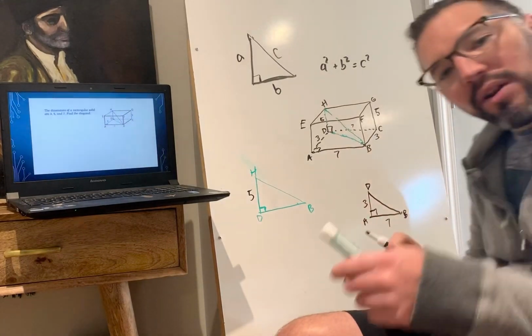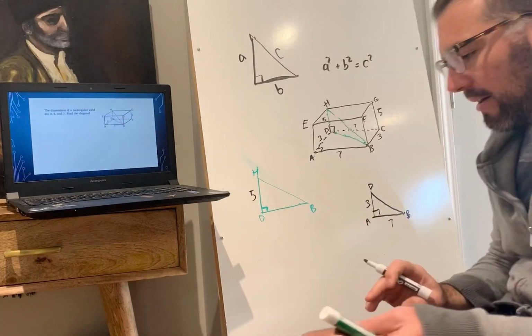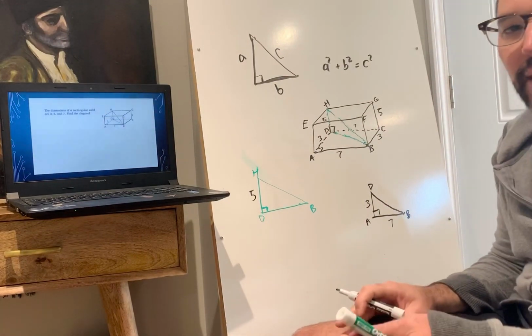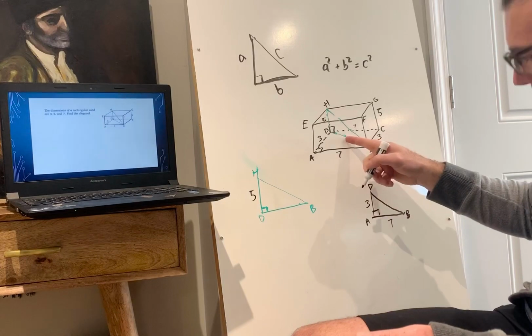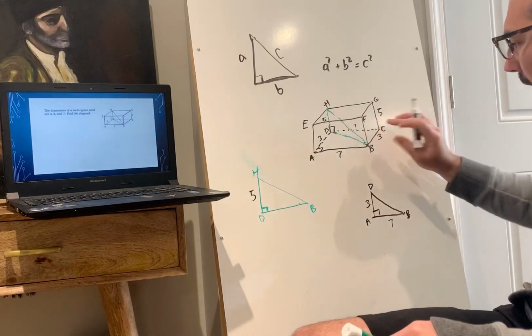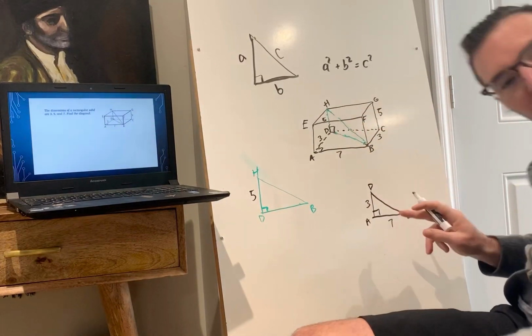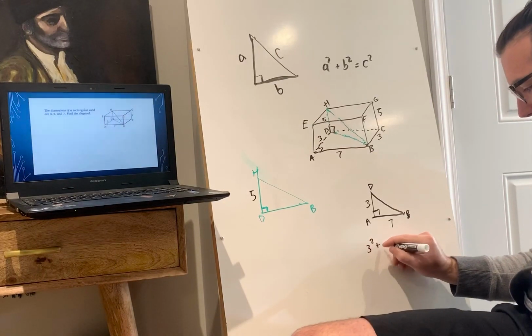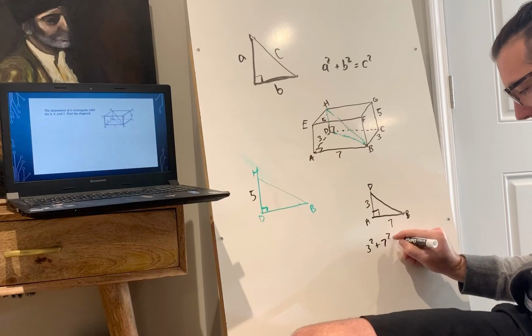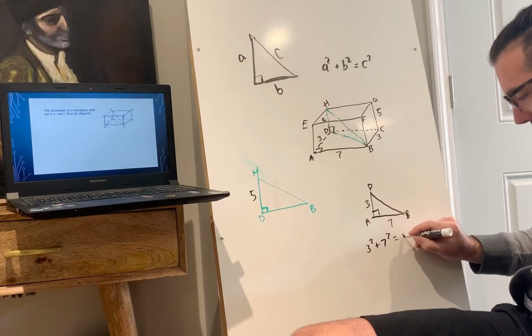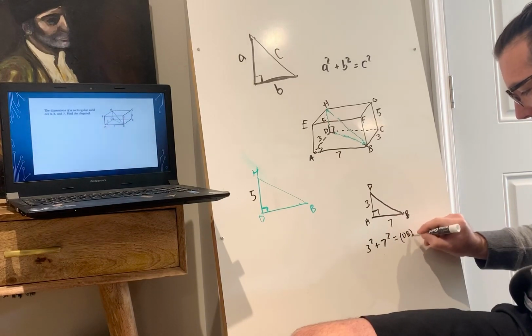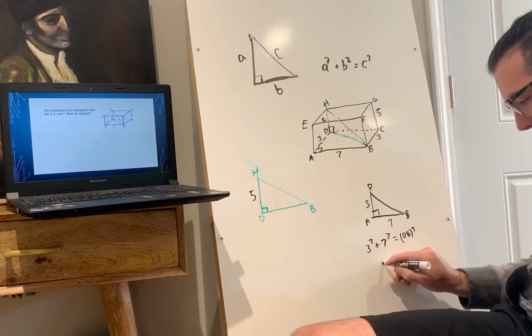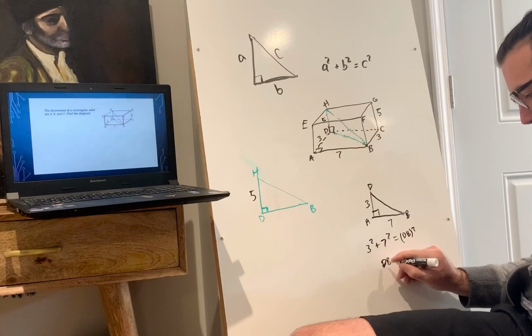Now, this is a little detour that I have to take because I need to find this DB to find HB. But I can use the Pythagorean theorem to find this. 3 squared, because it's a leg, plus 7 squared, because it's a leg, equals DB squared, right?